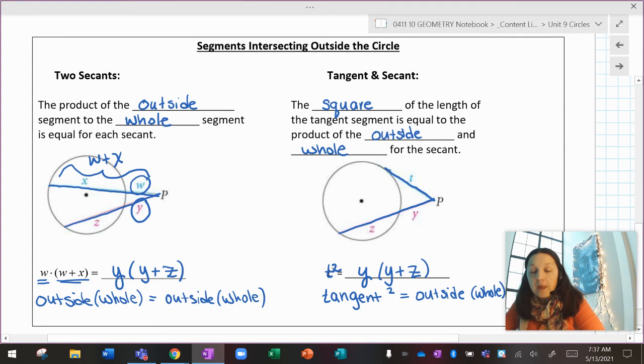All right. Now, one other thing I want to say about this is it's still technically outside times whole equals outside times whole, but for the tangent, for this piece right here, when I do outside times whole, the outside is t. The whole is also t. So t squared is really doing outside times whole.